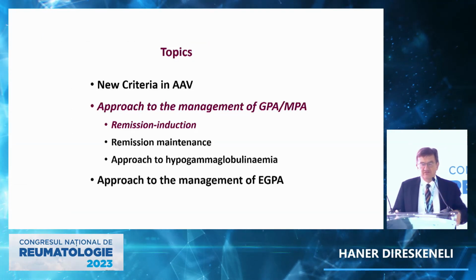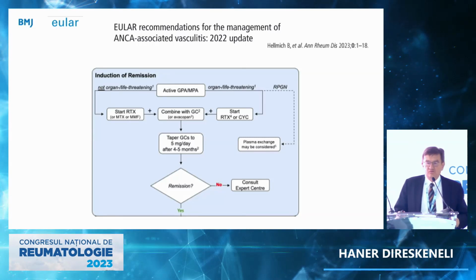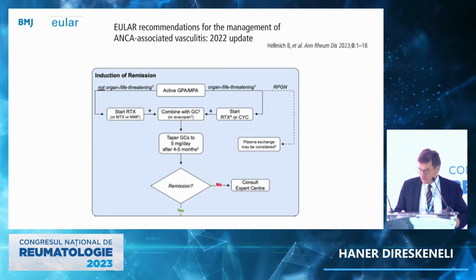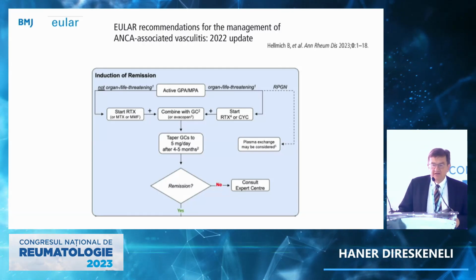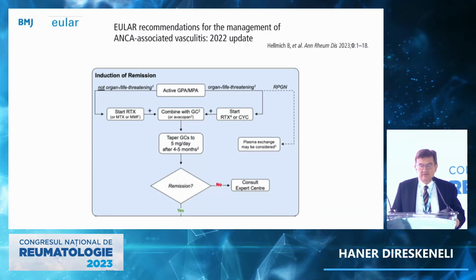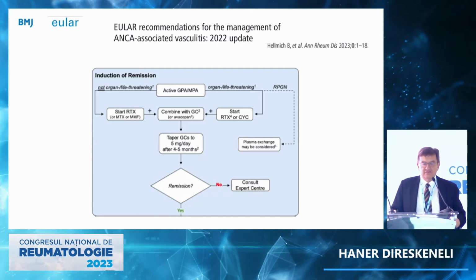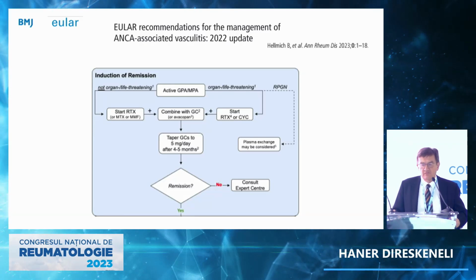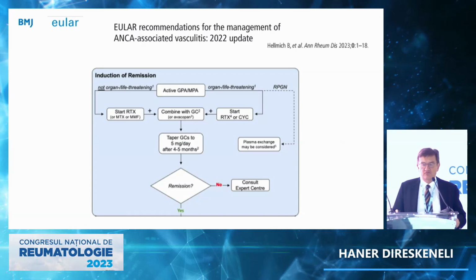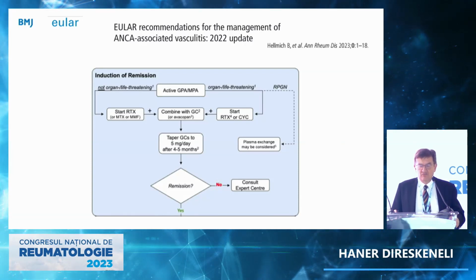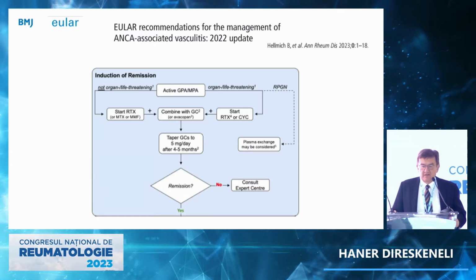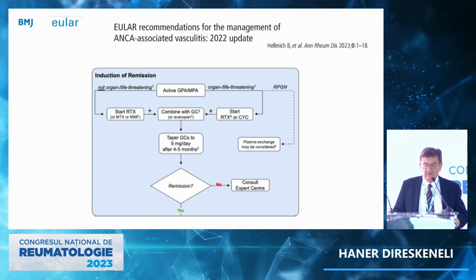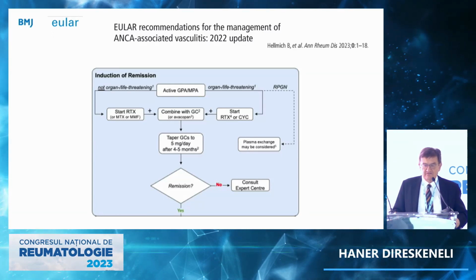Now, if you look at the management of GPA and MPA, last year, EULAR published the new guidelines. And here, as you see, the disease is differentiated into non-organ life-threatening and organ life-threatening. And in the non-organ group, start with rituximab preferably, or methotrexate or MMF, combined with glucocorticoids is suggested. For the severe group, it's mainly rituximab or cyclophosphamide. And there is also the avacopan placed there that I'll come back to later on. After 4 to 5 months, glucocorticoids are decreased to 5 milligrams per day, and then after the remission, will pass to maintenance treatment.